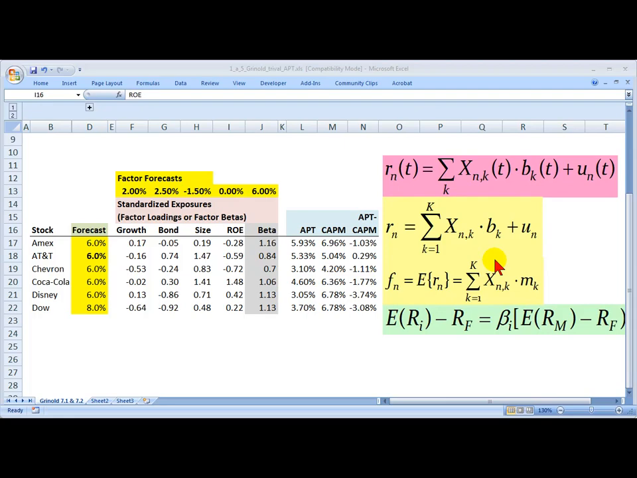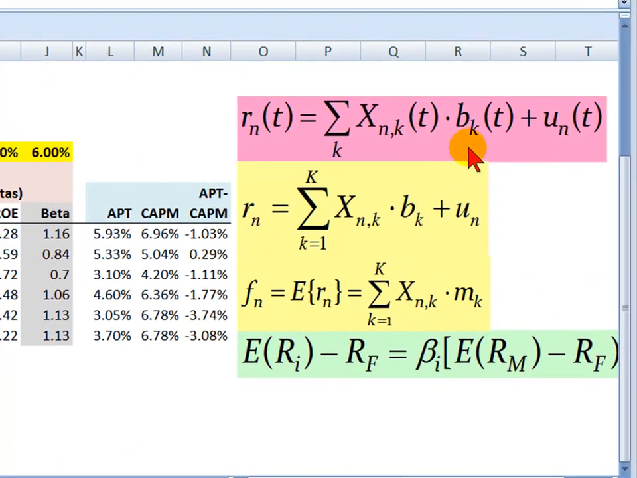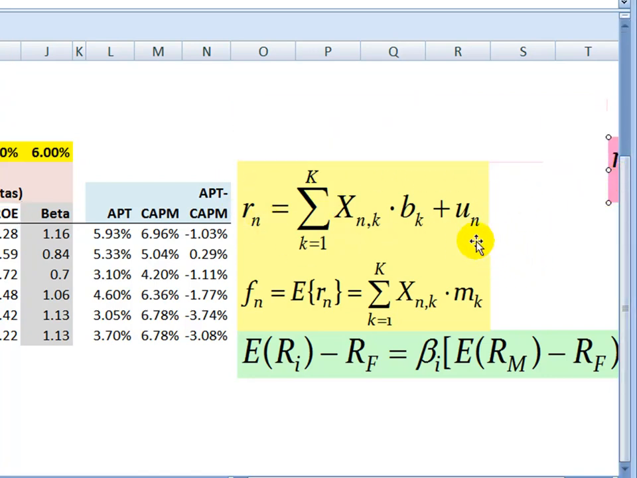Really, the APT model is in yellow, but I wanted to compare it to two models that might be more familiar. First here, the structural risk model, where we say returns are a function of exposures to various risk factors, and we can have several, up to K. So that's our structural risk model, and the APT is much like that. The only difference is that the APT, instead of a focus on risk, is focused on returns. So I'm going to take that off because that was just for comparison. And now in yellow, the APT model.